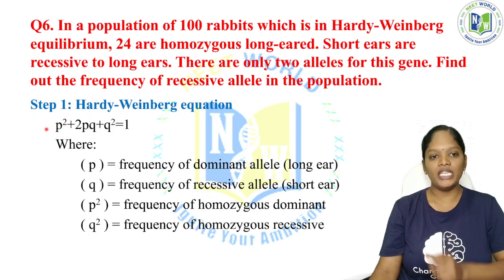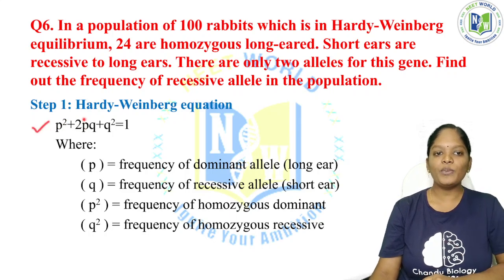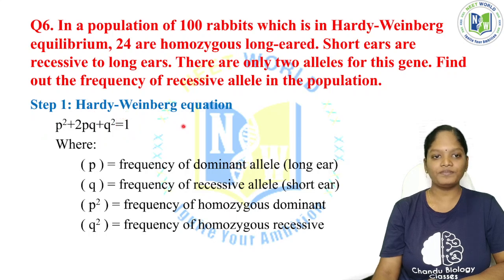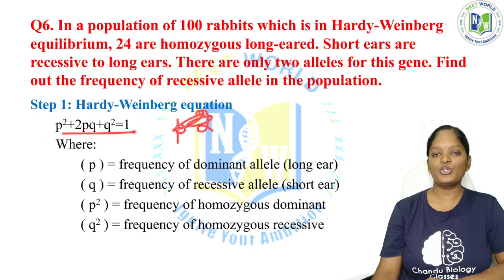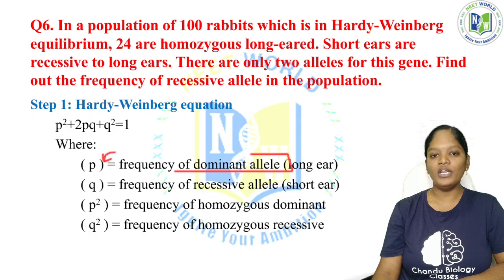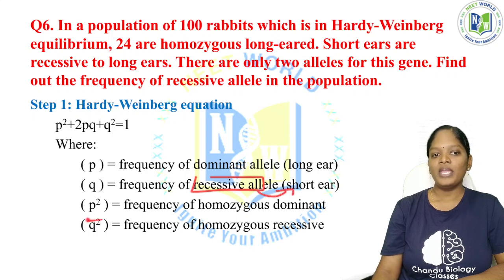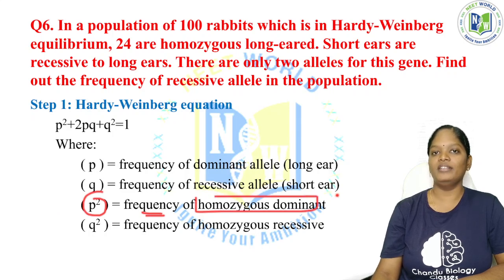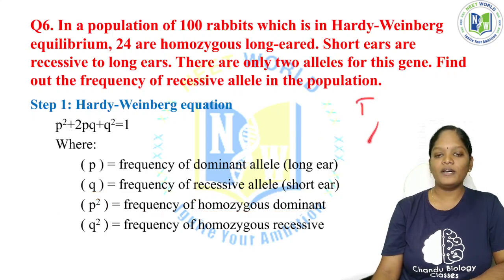What is the Hardy-Weinberg equation? p square plus 2pq plus q square is equal to 1. So this is the Hardy-Weinberg equilibrium. So p refers to the frequency of the dominant allele, that is the long ear. Q refers to the frequency of the recessive allele, that is the short ear. And p square means the frequency of homozygous dominant, so we can call them the homozygous dominant.